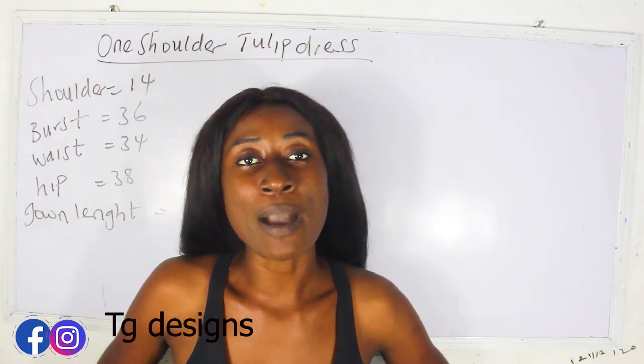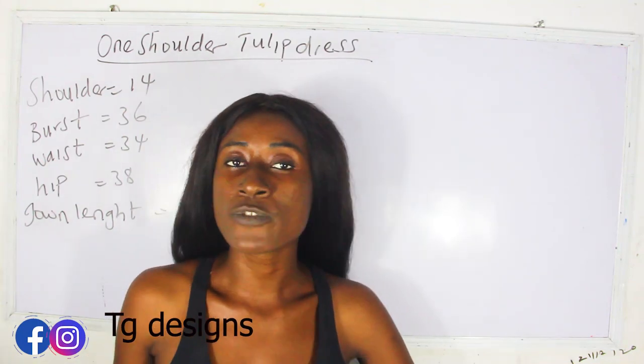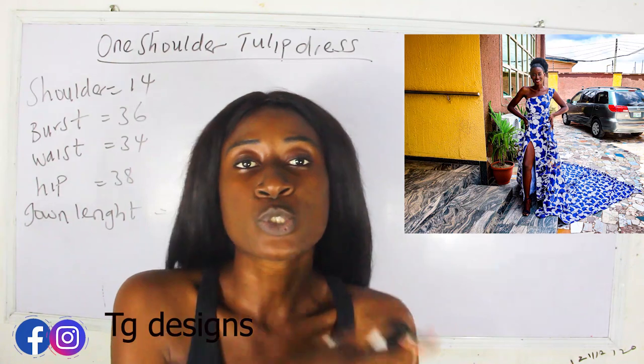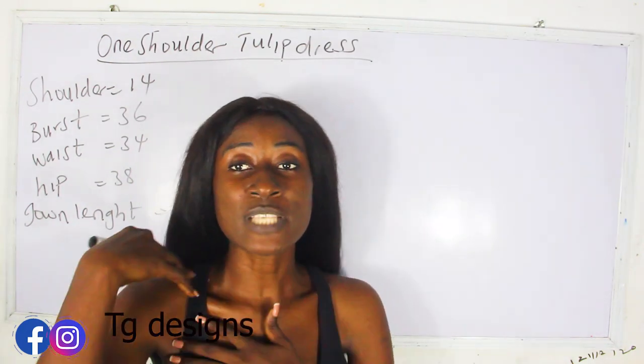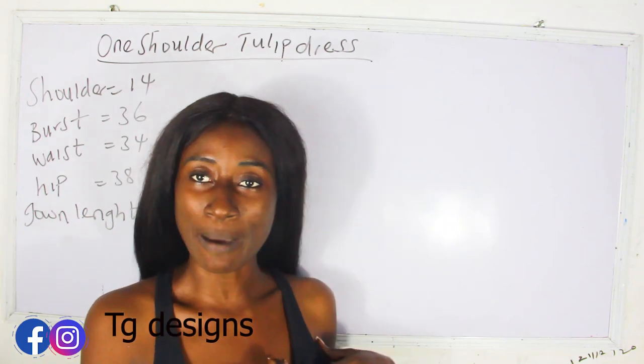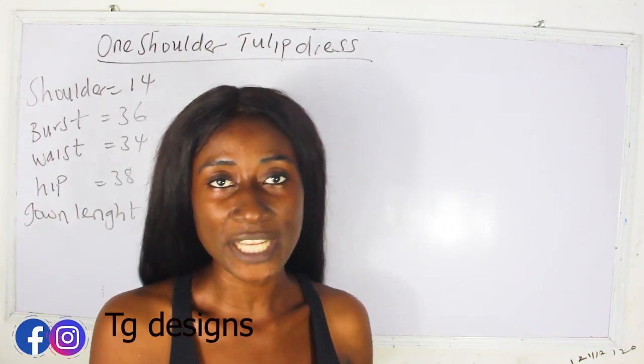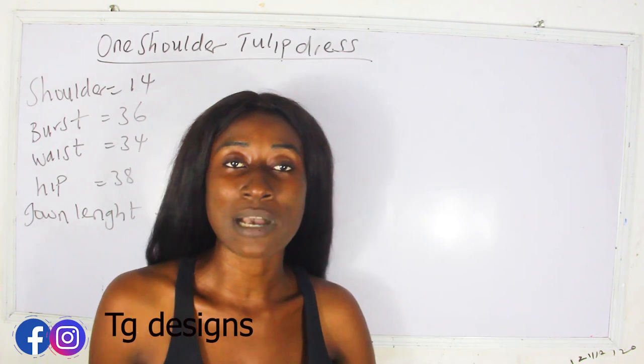So in today's video, I'm going to be showing you guys how to achieve your one shoulder tulip dress with eye slit. So basically, your one shoulder means you're going to have one shoulder while the other part is going to be a tube effect, and also your dress is going to have eye slit.